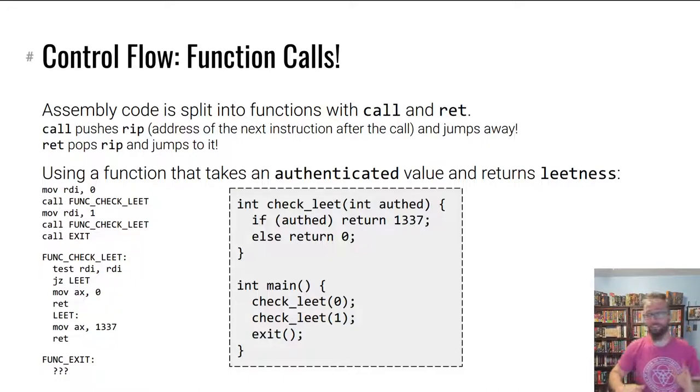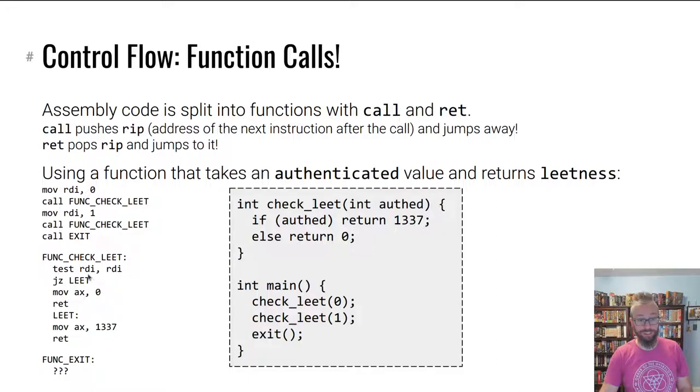Call saves the place it's at and goes somewhere else so that ret can return to that place where you called the function. So in a C program, this is a function call, boom, goes here, executes this, comes back. And this is our checker that we've been implementing this whole lecture. Then it calls it again, boom, goes up there, and it knows when it returns, because it saved the address of the next instruction after this call, that it'll go back to. In assembly, this is what it looks like. We first initialize the first argument to zero to check leet.